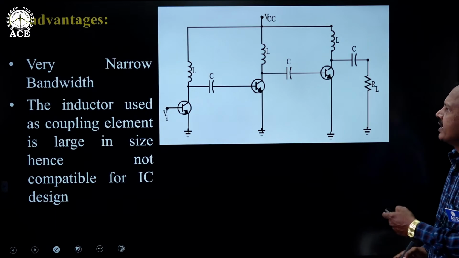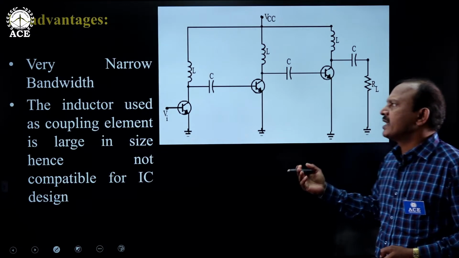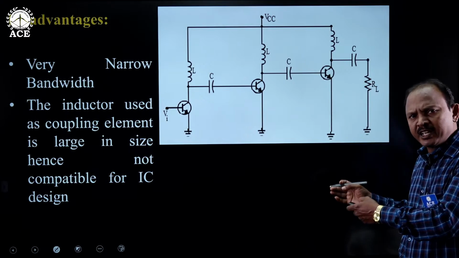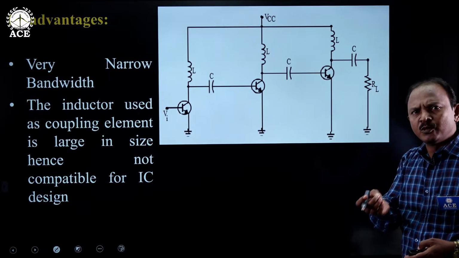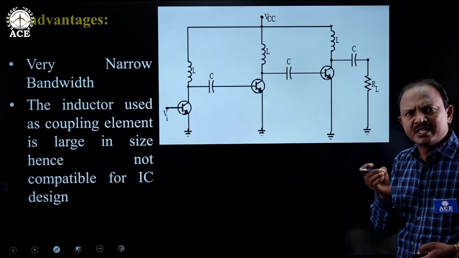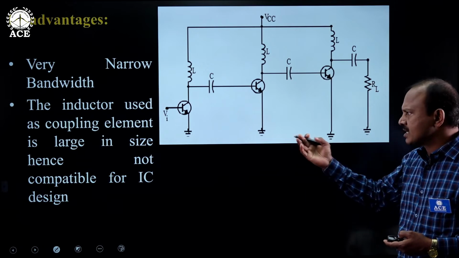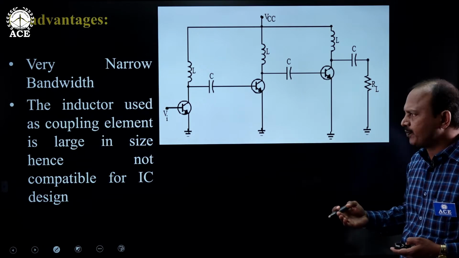Now let's look into the disadvantages of this circuit. Very narrow bandwidth. Of course, just now we have seen the bandwidth of this amplifier is very narrow. In fact, only one frequency or maybe a very narrow range of frequencies gets amplified. So understandably, bandwidth is very narrow. That may be considered as one drawback.